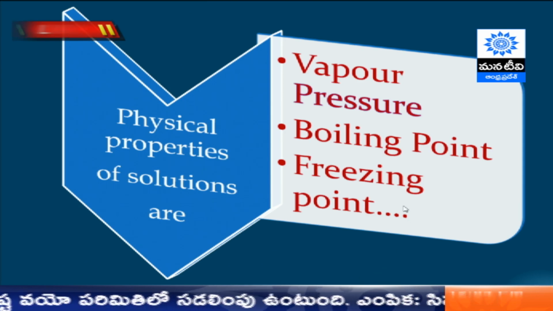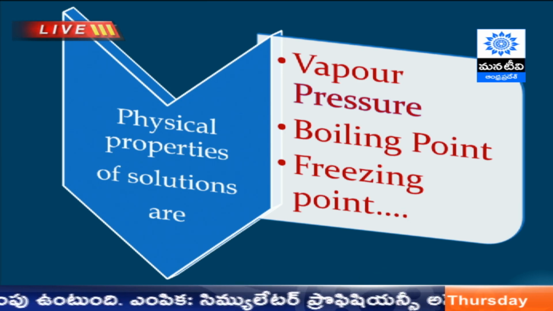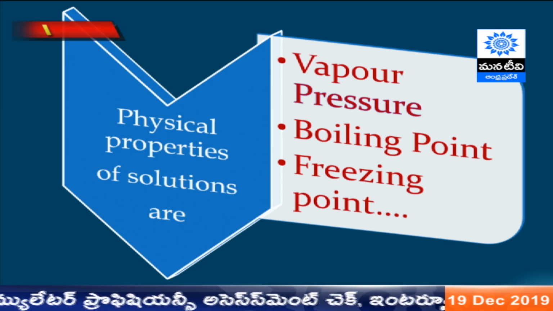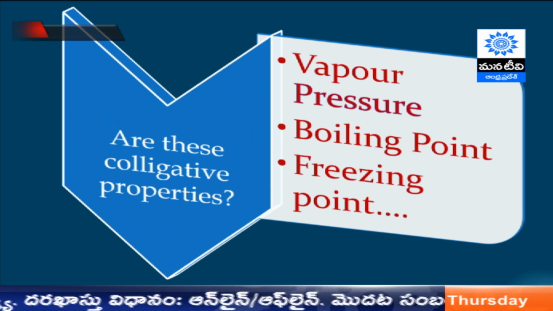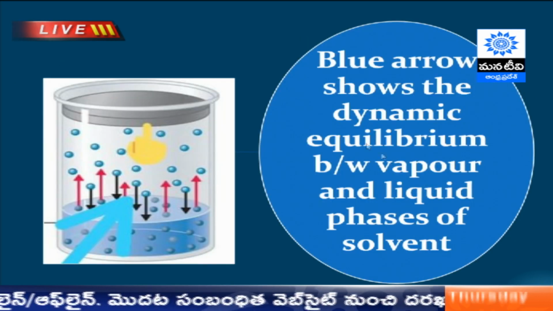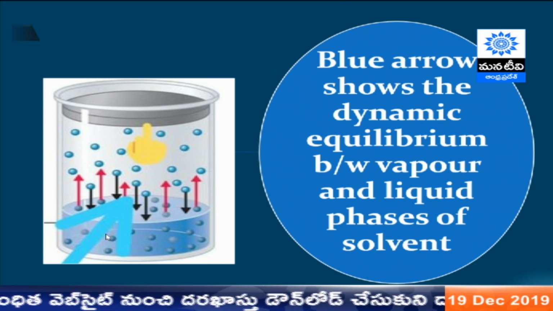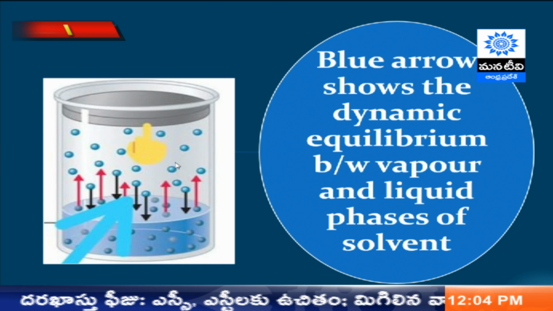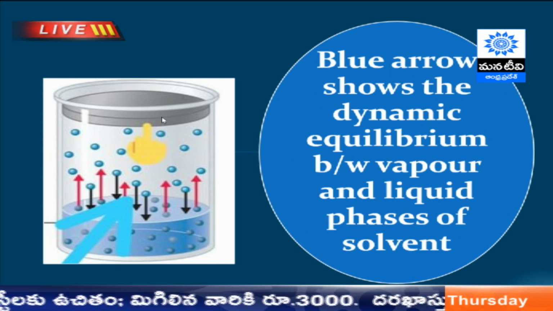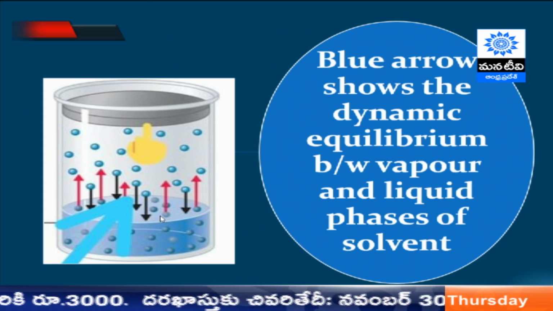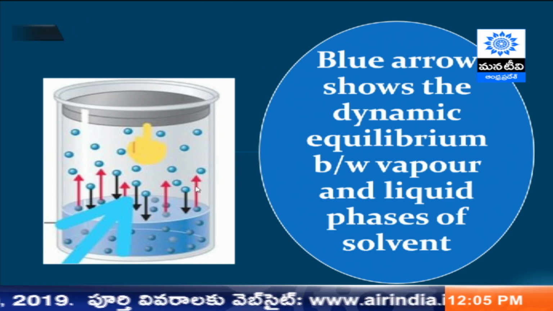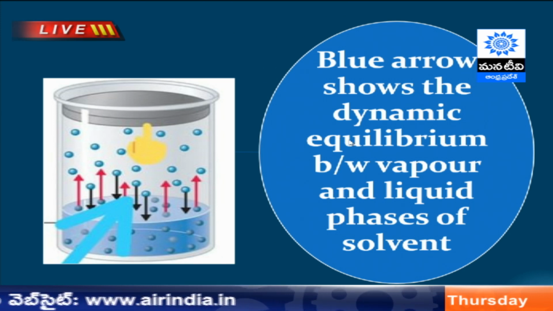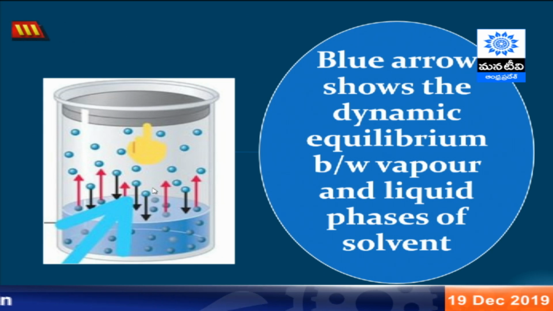Now, vapor pressure, boiling point and freezing point are physical properties of solutions. Okay, that is the thing. Now, are these colligative properties in nature? That is what you have to test further. You can see the blue arrow on your screen that shows vapors. Now, these vapors after hitting the lid lose energy and come down into the liquid phase. So, after some time an equilibrium is established between the liquid phase and the vapor phase of the solvent. This is called a dynamic equilibrium because it is always in motion.